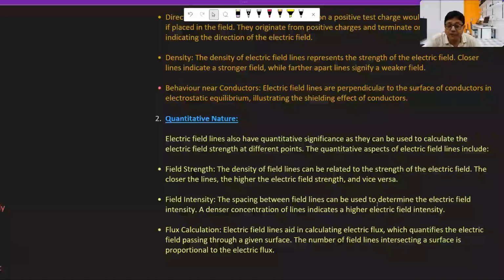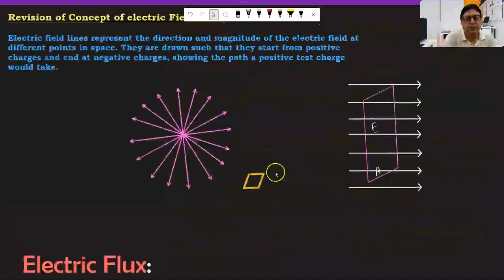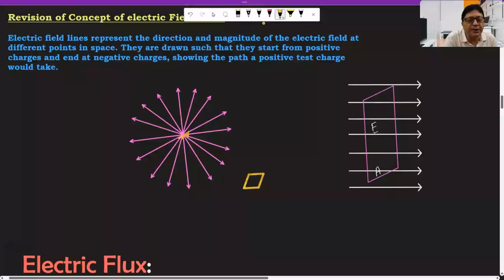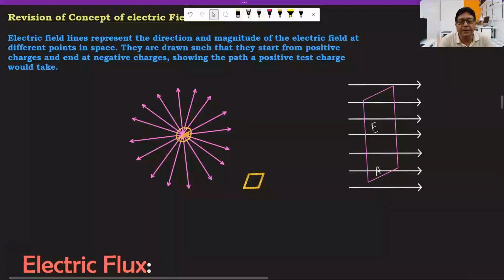The next part for quantitative nature is flux calculation. Electric field lines aid in calculating electric flux. What is flux then? It is actually the total number of lines of forces passing through a surface. See, if you keep some unit area, just let me show you the example. These are the field lines created by a positive charge. You know, they are radially outward, and for a negative charge they are radially inward.